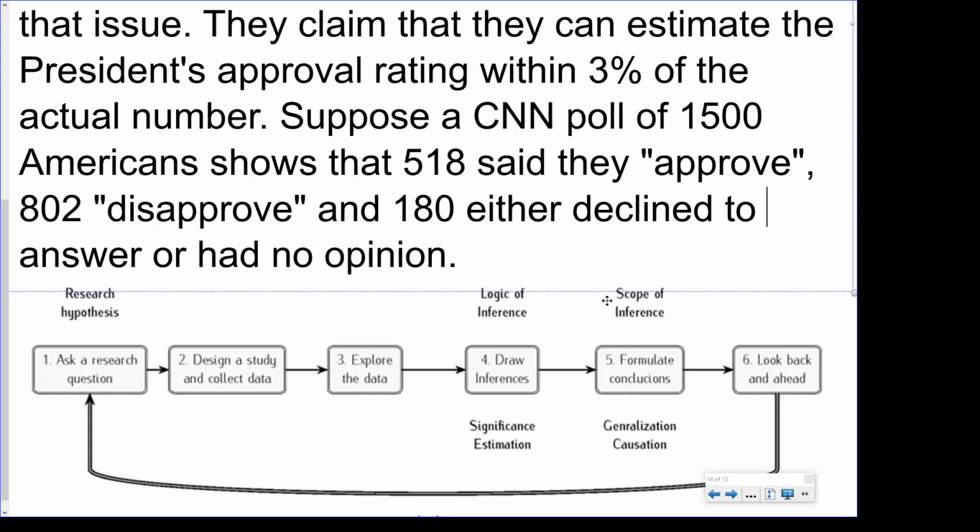Now, can we generalize to all Americans? That's hard with CNN polls because a lot of people don't want to be bothered by them. And in addition, CNN usually calls at certain times of day. Well, other people may be working. So you may want to look back and say, well, it's the best we can do right now, but maybe a better study would include a wider range of people at different times of day.